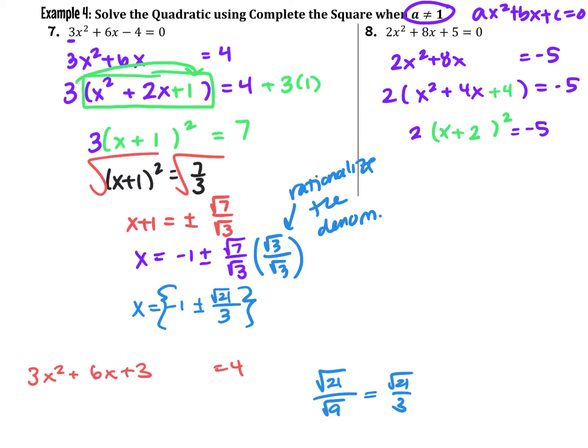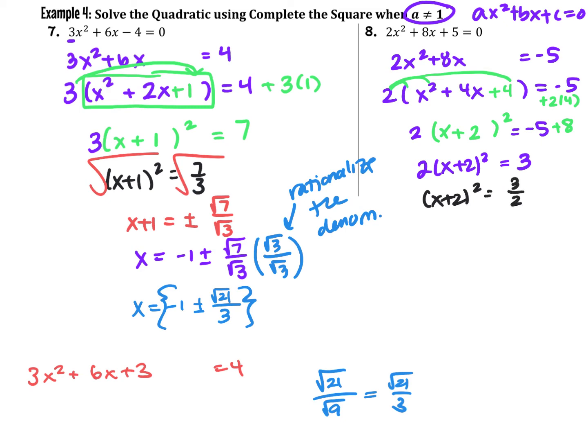And then let's see how that is changing this equation. Well, if I was to distribute this 2 out, I would actually be changing this equation by 2 times 4, or by 8. So I'm going to add 8 on both sides. So this is 2 times (x plus 2) quantity squared equals negative 5 plus 8, which is 3. I'm going to divide both sides by 2. So (x plus 2) quantity squared is 3 over 2.